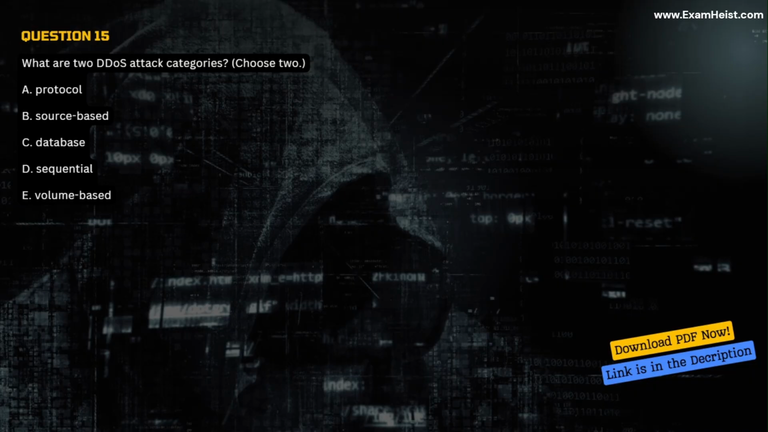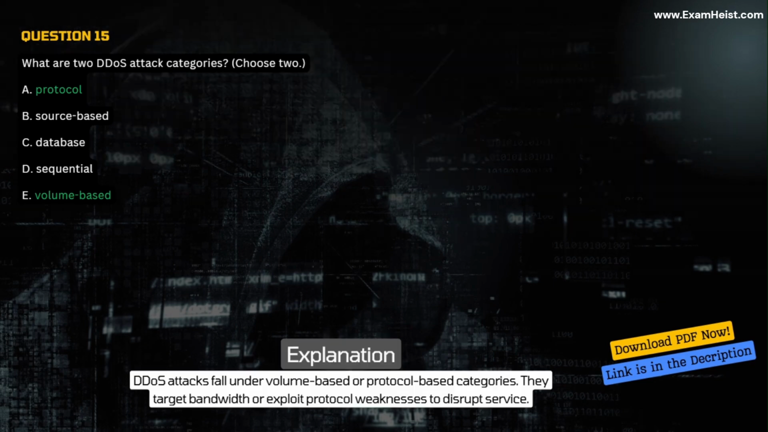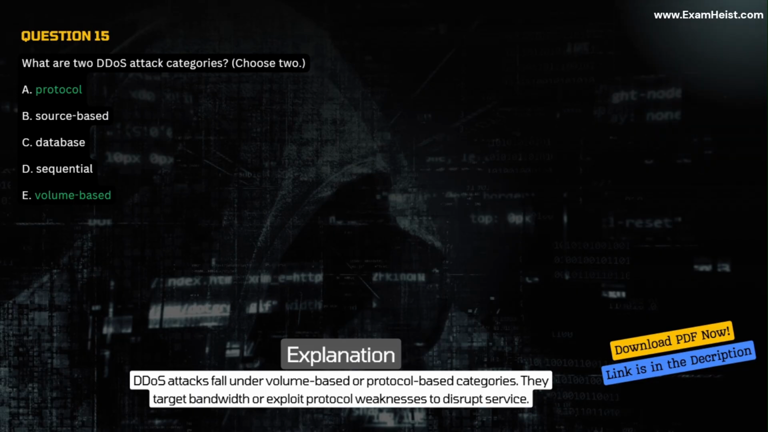B. Source-based. C. Database. D. Sequential. E. Volume-based. Correct answer A and E. Protocol. Volume-based. Explanation. DDoS attacks fall under volume-based or protocol-based categories. They target bandwidth or exploit protocol weaknesses to disrupt service.